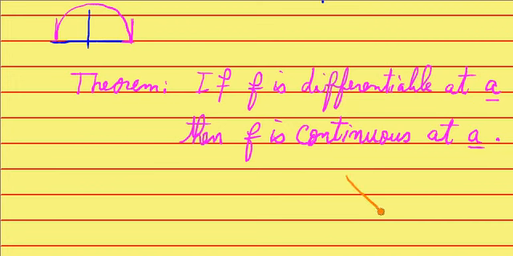This function, the absolute value function, is continuous. I just drew it without taking my hand off the page, but it is not differentiable, because at this point the left and right derivatives are different. So remember, we are saying if something is differentiable, then it is surely continuous. We are not saying the opposite statement. We are not saying that if it is continuous, then it is differentiable.